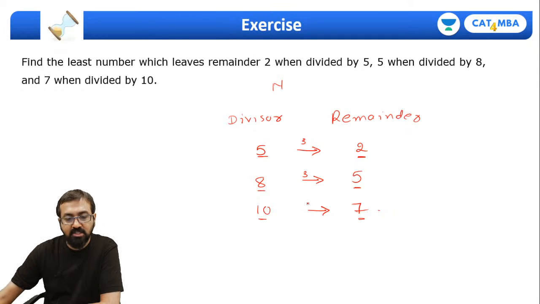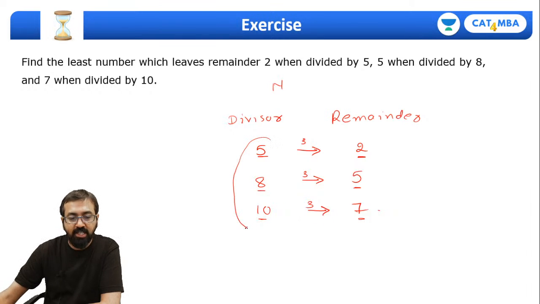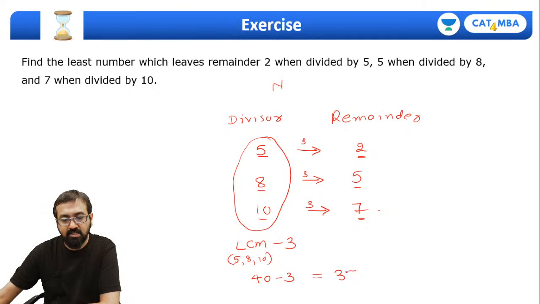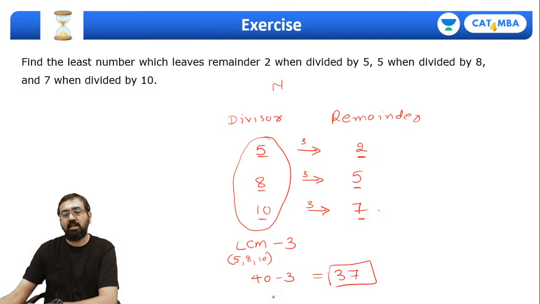10 and 7 difference, it's 3. So whenever you come across such a question, what you will do is take the LCM of these divisors and subtract 3 from that. So what is the LCM of 5, 8 and 10? Of course it's 40. 40 minus 3, what is that result? 37. So the answer is 37.